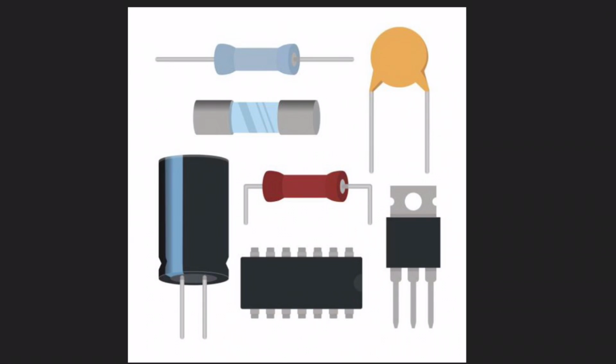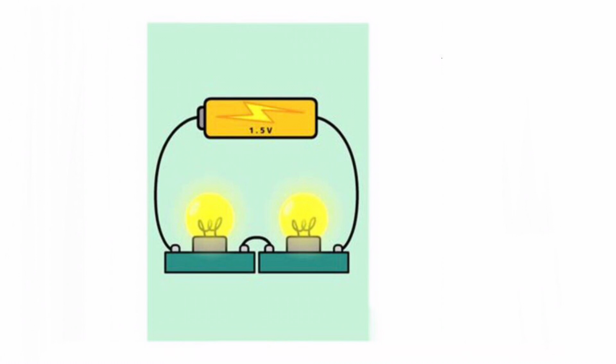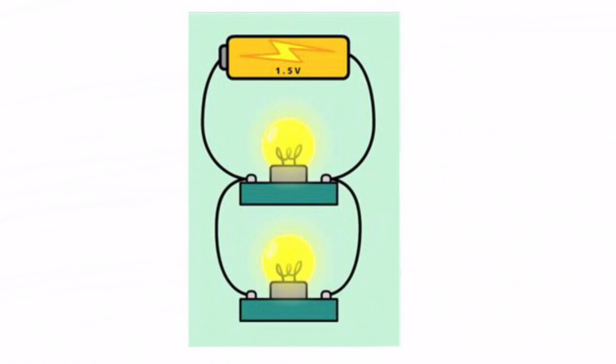A capacitor stores energy. Series circuits are where components come one after another. Parallel circuits are where components branch off to make separate paths.